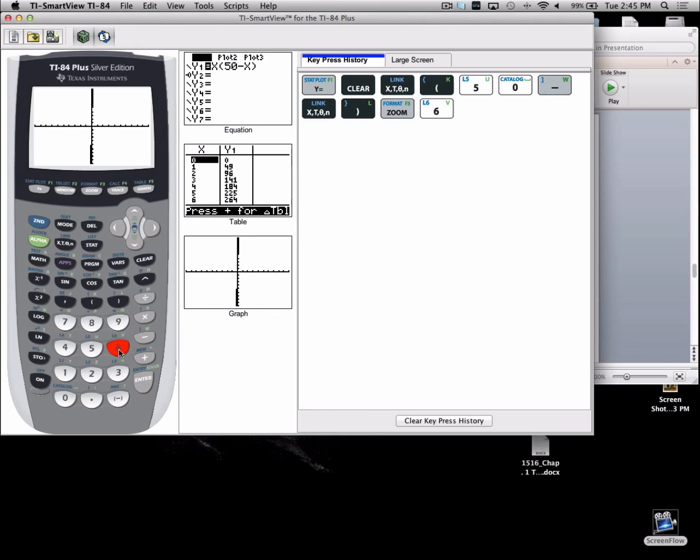What's the matter? It just comes up with words. Go to 6. Zoom 6. So, the picture is there, it's just not fitting in the window.